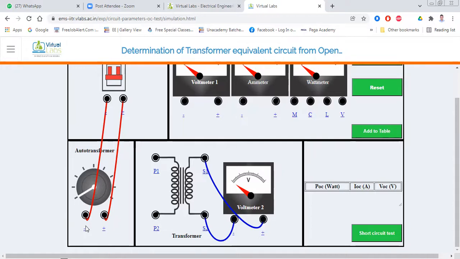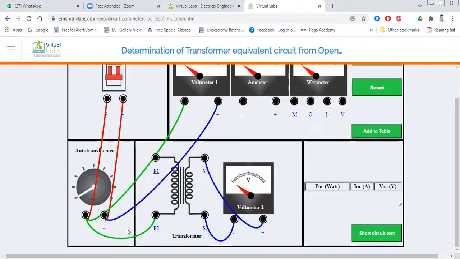OK, so the first terminal of the auto transformer must connect to the transformer. OK. And also we have to give one connection to the voltmeter. After that, the other terminal of the auto transformer we must connect to the voltmeter.